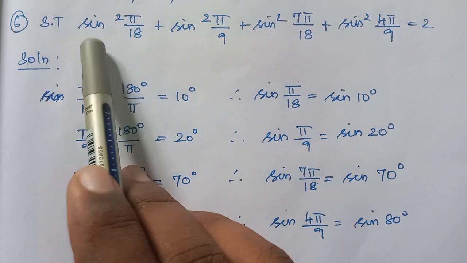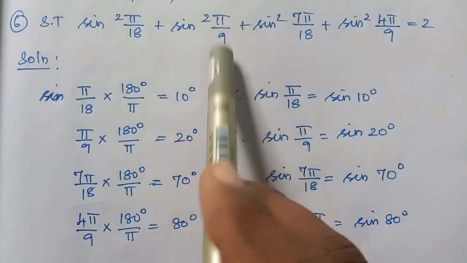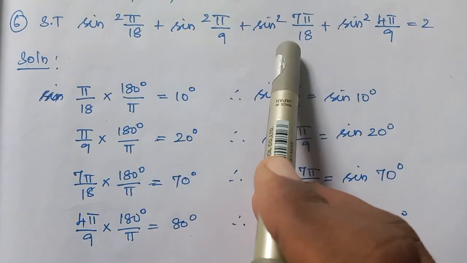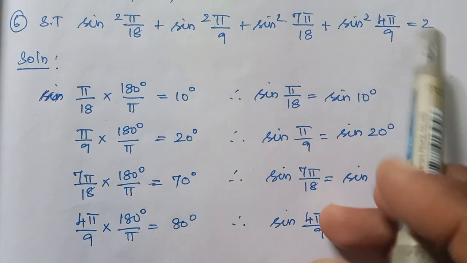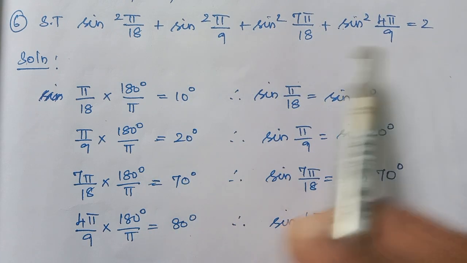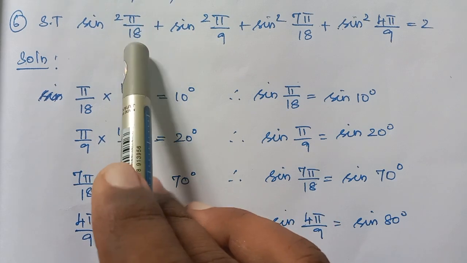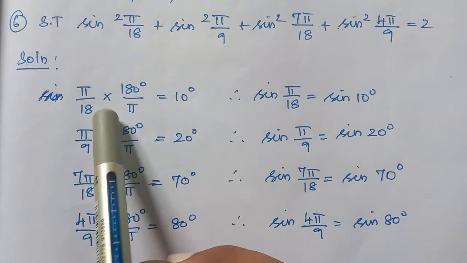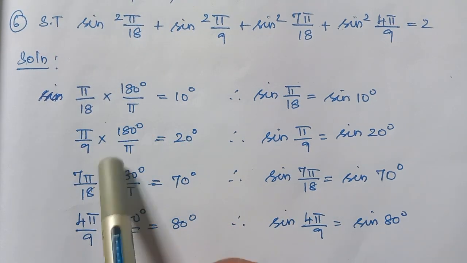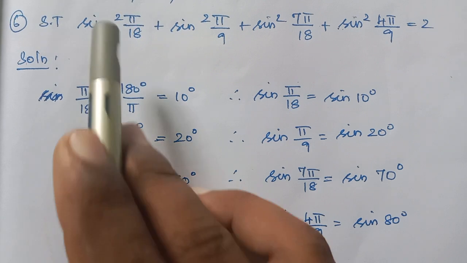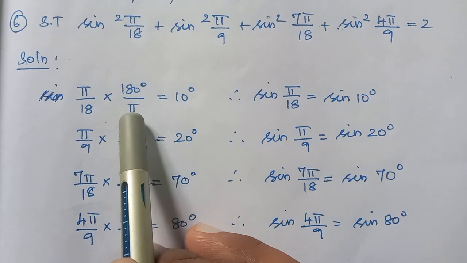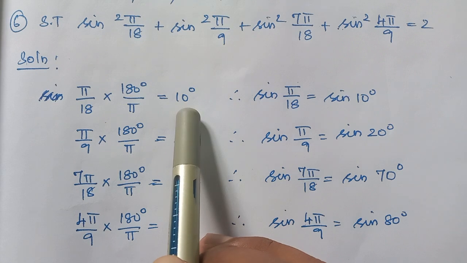Now this is another important question. Show that sine square pi by 18 plus sine square pi by 9 plus sine square 7 pi by 18 plus sine square 4 pi by 9, summation is equal to 2. First you must convert this into degree to know the exact value. So pi by 18, pi by 9, 7 pi by 18 and 4 pi by 9, all values we have to multiply by 180 by pi, so you will get the trigonometry degree value.